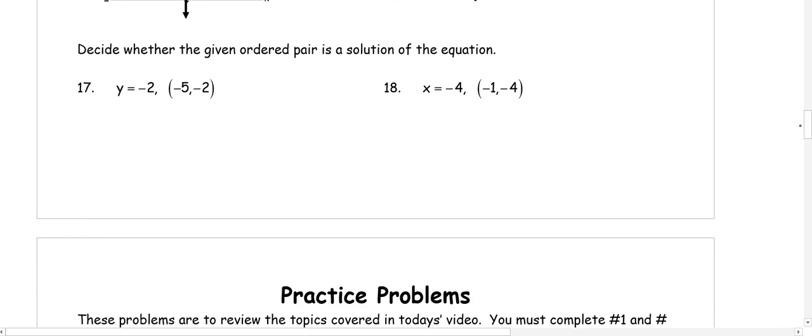So determine whether the ordered pair is a solution or not. So we should see this number in the coordinate for the letter we're given. So if we have y equals -2, this is -2, -2 equals -2, so yes. In number 18, the -1 is in the x spot, and -1 is not equal to -4, so this one would not be a solution to the ordered pair.